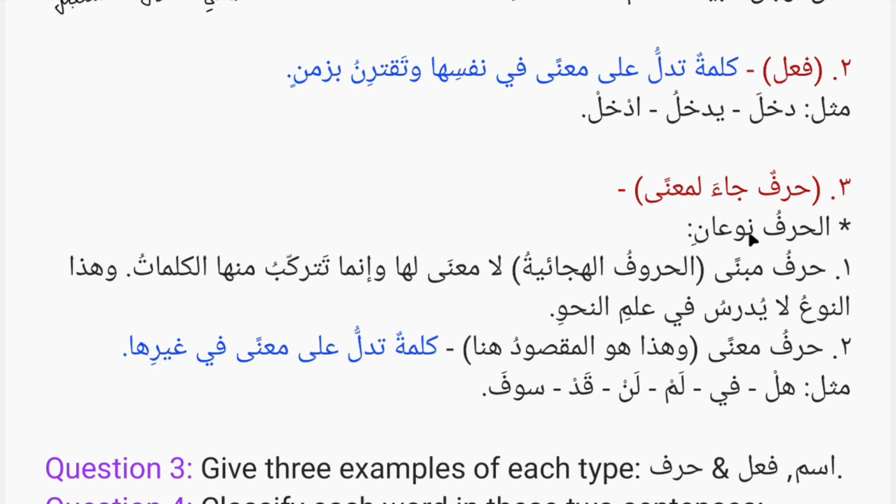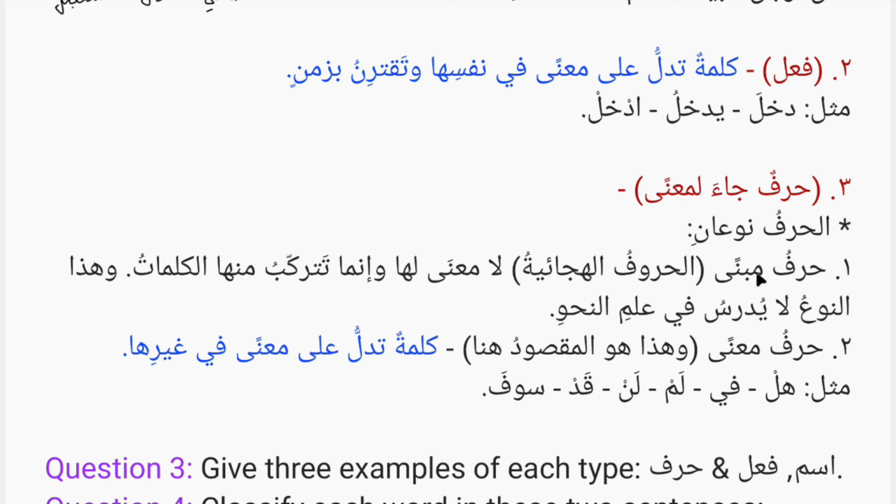What's the definition of harf? جاء لمعنى. So جاء لمعنى, we have to now explain جاء لمعنى. What does جاء لمعنى mean before we explain what harf is? الحرف نوعان. Harf is two types. حرف مبنى وحرف معنى. حرف مبنى الحروف الهجائية. They refer to the Arabic alphabet. These are the letters that are used to construct words. لا معنى لها. They have no meaning.